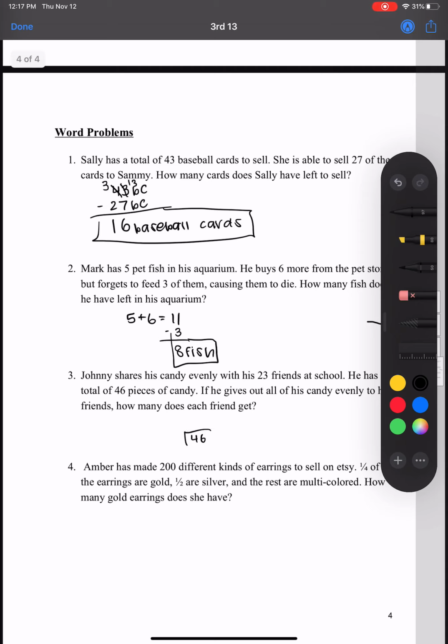46 divided by 23. How many times does 23 go into 46? You can guess and check. So 23, it's obviously not going to be 1, or you can try 1. 23 times 1: 3 times 1 is 3, 2 times 1 is 2, is 23. But we want to see how much it can get, like, the most. So we try 23 times 2: 3 times 2 is 6, 2 times 2 is 4, 46. It goes exactly into 46 2 times, so your answer would be 2. Each friend gets 2 pieces of candy.